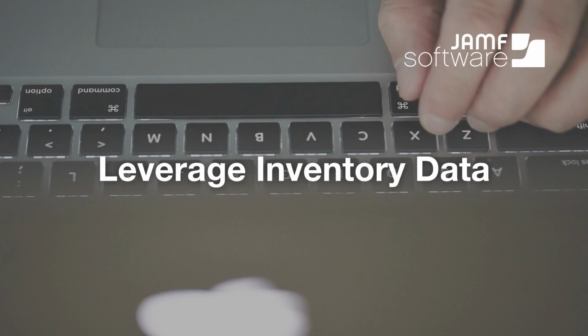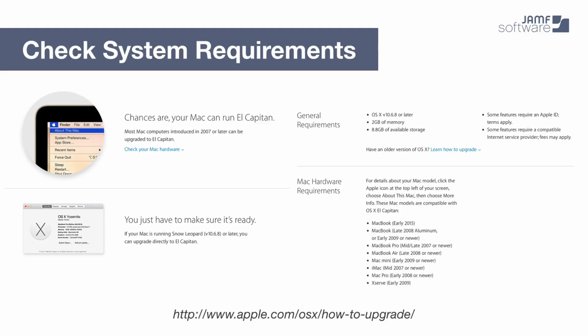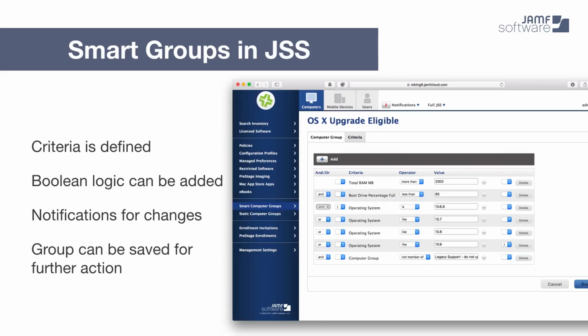So let's talk about now doing this upgrade process. How do you leverage your inventory data ahead of time? Well, you want to start off by checking some of the system requirements that are out there for the new version of El Capitan. And this is pulling right from Apple's website, and kind of take note of the appropriate amount of memory and storage space that's required here. And in the JSS, we're going to leverage something called smart groups to accomplish what we want to get, and that is show me all the Macs that are eligible for an upgrade.